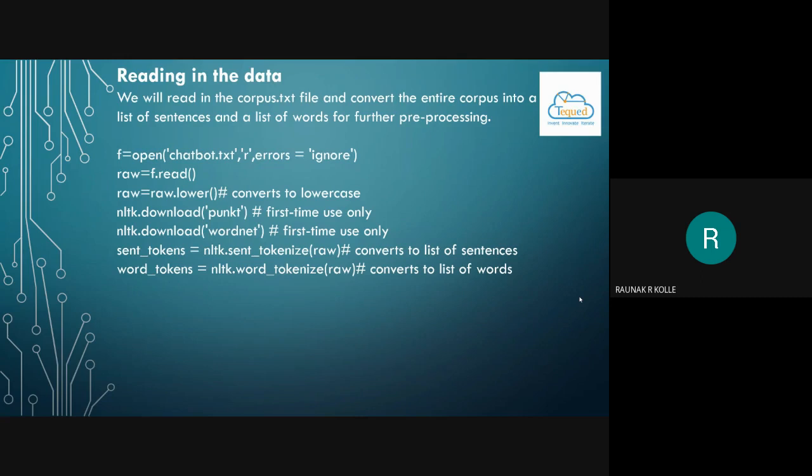Reading in the data. We will read in the corpus.txt file and convert the entire corpus into a list of sentences and a list of words for further preprocessing. We will open the .txt file in read mode and then convert it to lowercase. We will download the punkt library function and also the wordnet function. We will tokenize the sentences into sentence tokens and word tokens respectively.